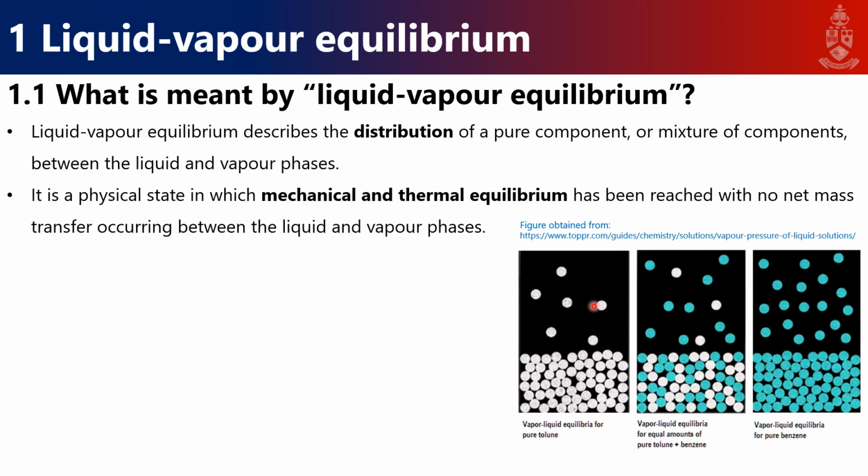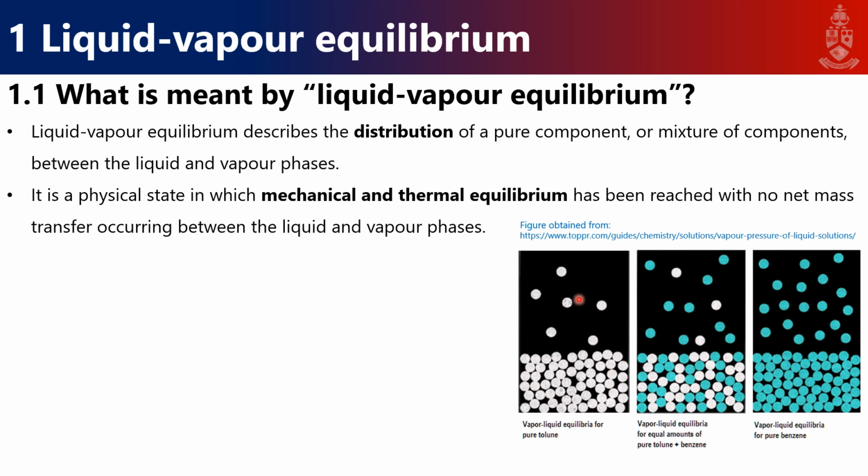So if you look at these figures that are obtained from the internet, on the left-hand side, I've got the vapor-liquid equilibrium for pure toluene. So it just gives, if you have the same amount of toluene and benzene, you can see that the distribution of molecules between the liquid and the vapor phase is not the same. So for similar amounts of the two, I have more benzene molecules in the vapor phase at a specific temperature. So that is liquid vapor equilibrium.